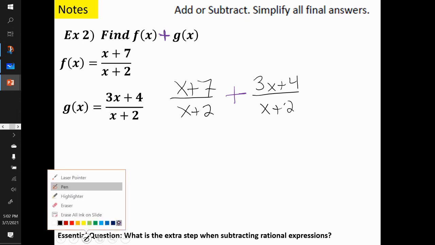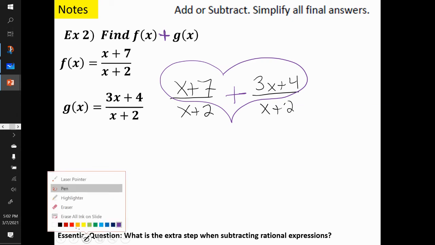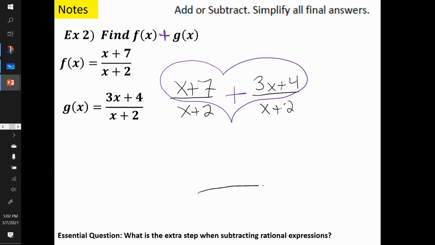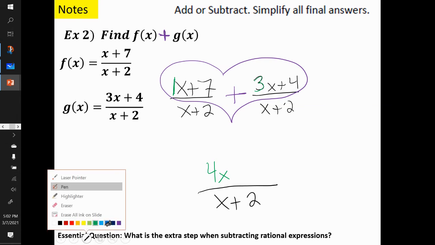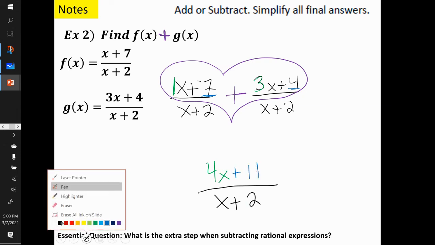Since they have a common denominator, they're in love, and we're going to combine the tops only. I'm going to leave my x plus 2 on the bottom. Be careful, you have to combine like terms. We combine the 1x and the 3x and get 4x. The other like terms are the 7 and 4, which become a plus 11. Can't factor anything, so we are done.